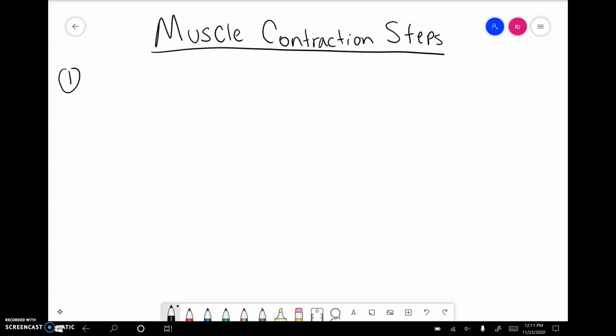Hi, so we're going to go through each of our steps for our muscle contractions. It's going to be a really great idea for you to write all this down in your notes so you're able to have this information when it comes to our test.